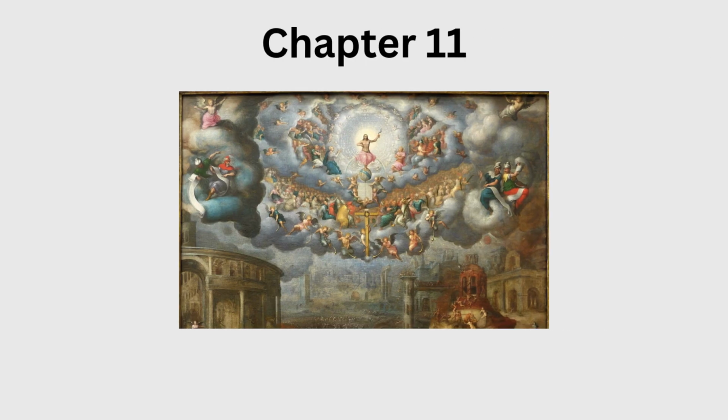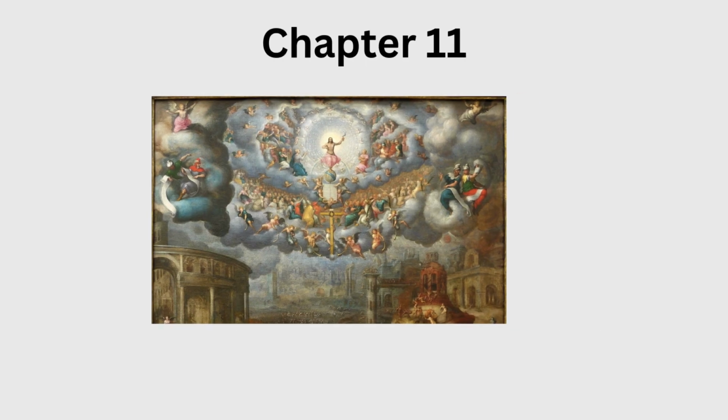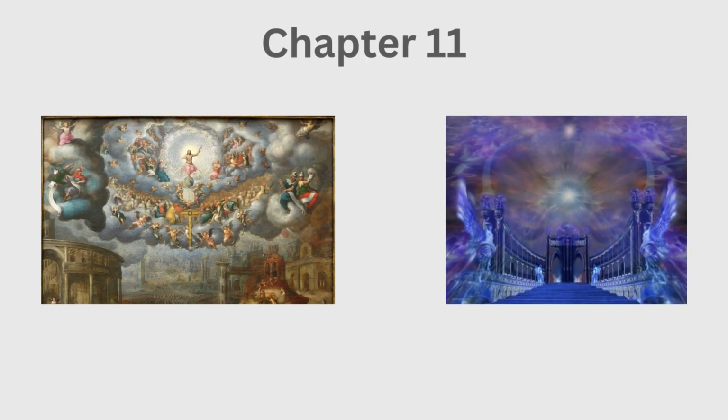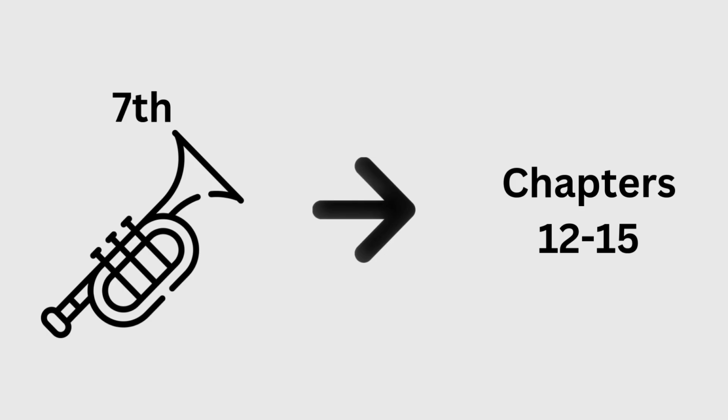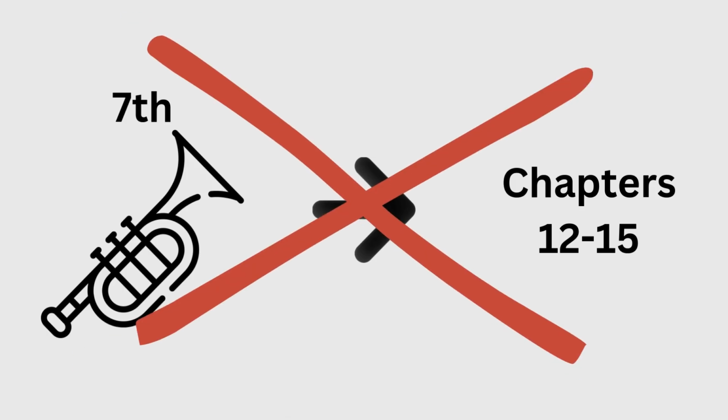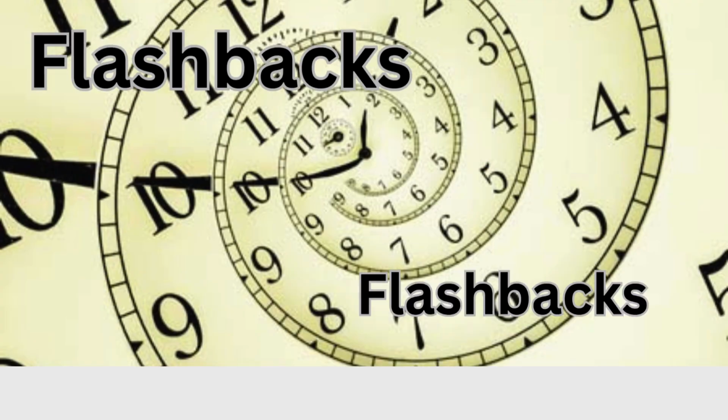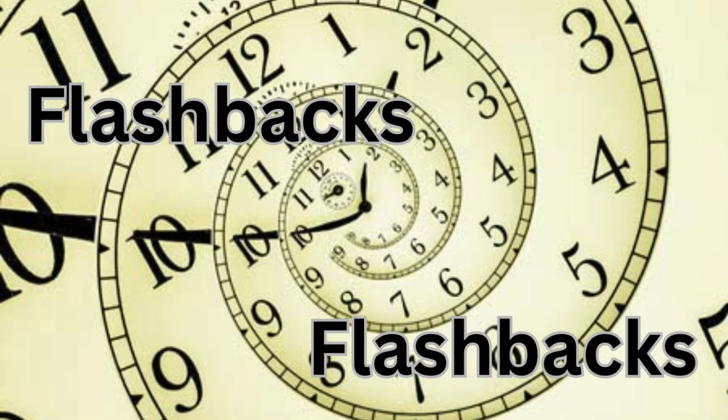Chapter 15 serves as a placeholder for where we left off in chapter 11. The rapture occurred and we saw the temple opened in heaven. Here we see the same scene. This tells us that chapters 12 to 15 do not happen after the 7th trumpet. Instead, they serve as flashbacks to fill in some necessary details of the past and present.